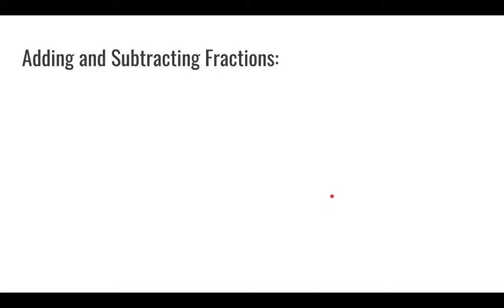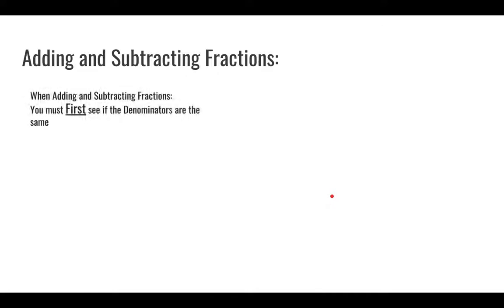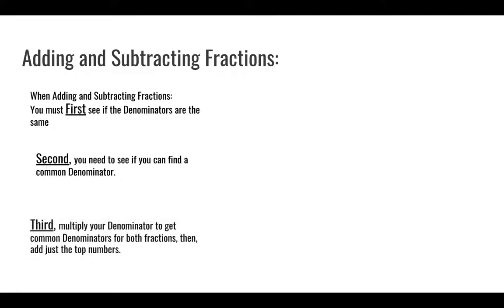So adding and subtracting fractions. Let's go over adding. When adding fractions, you must first see if your denominators are the same. Then you need to find a common denominator. Then you can multiply to then work with numbers. So let's look at 1/4 and 3/8. Just looking at 1/4 and 3/8, we could see that 4 and 8 are different denominators. That means we can't add them yet. So we're going to have to try and change something.